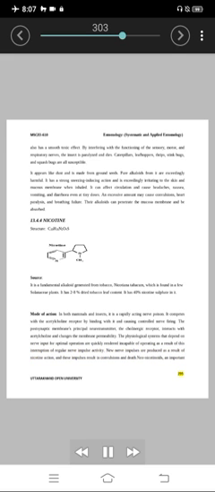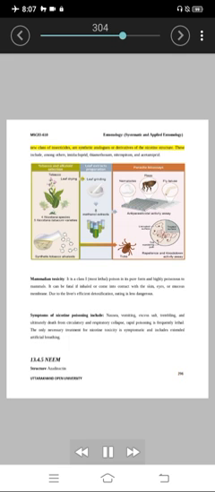Neonicotinoids, an important new class of insecticides, are synthetic analogs or derivatives of the nicotine structure. These include, among others, imidacloprid, thiamethoxam, nitenpyram, and acetamiprid.